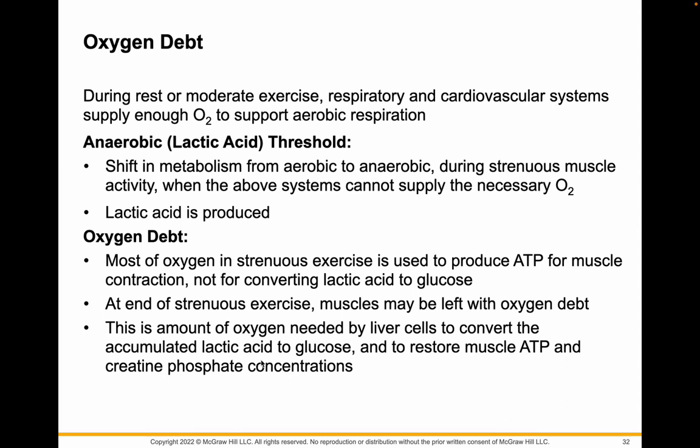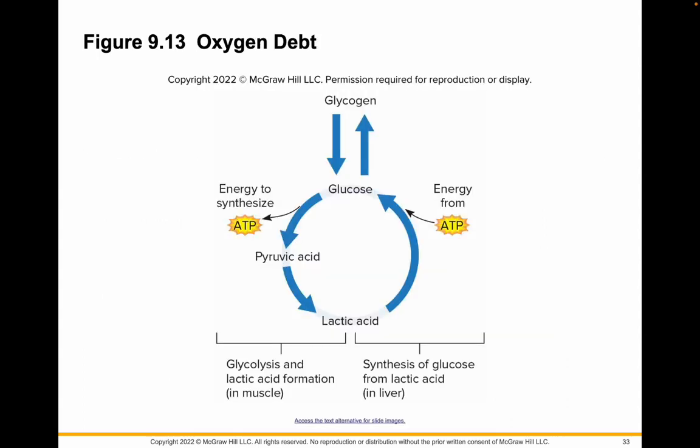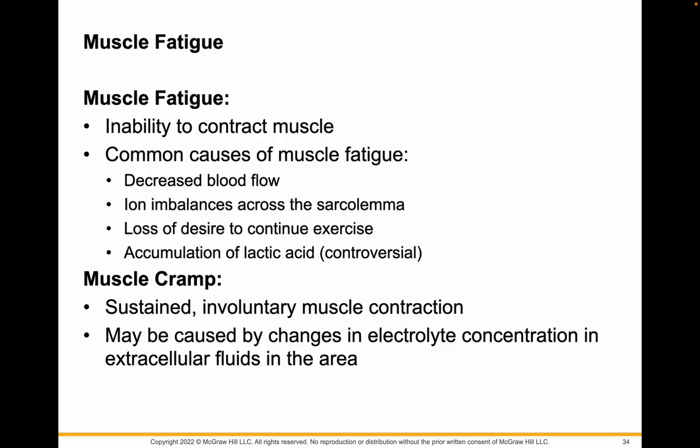And so this is the amount of oxygen needed by your liver cells to convert the lactic acid back to glucose and to restore your muscle ATP and creatine concentrations. And this only happens during strenuous exercise, and it's after you've exercised and you're continuing breathing to help your liver recover, pretty much.